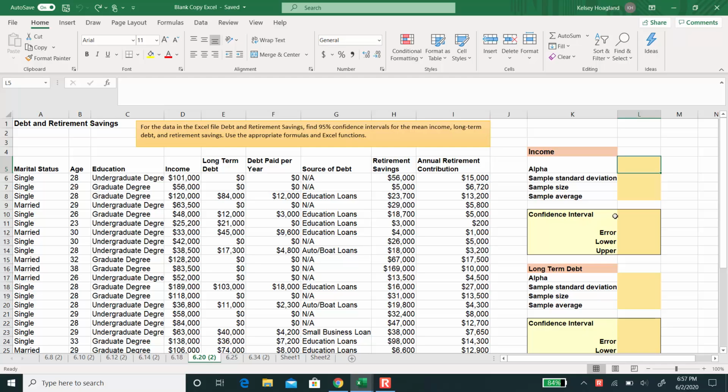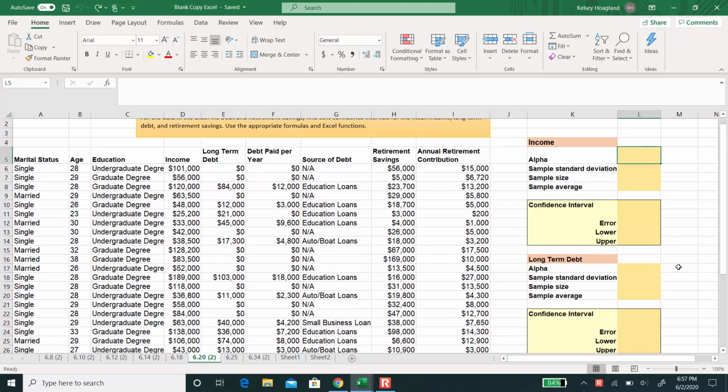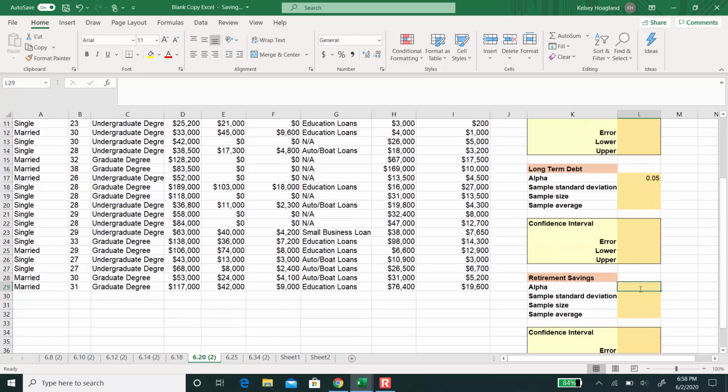So here's our three categories: income, long-term debt, and retirement savings, and we'll make a confidence interval for each of them. So we start out with alpha, and since we know this is a 95% confidence interval, we take 100% and we subtract 95% and we get 5%, which is our alpha. So as a decimal, it's 0.05, and that's going to be the same for all three of them. So we can fill in right now 0.05 for all of them.